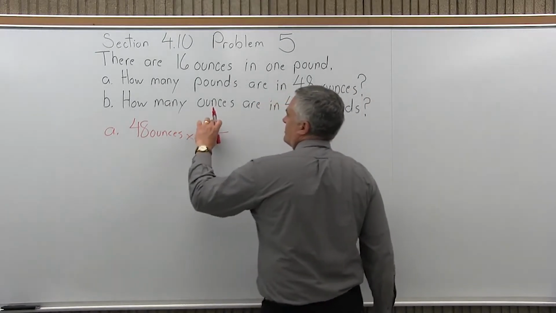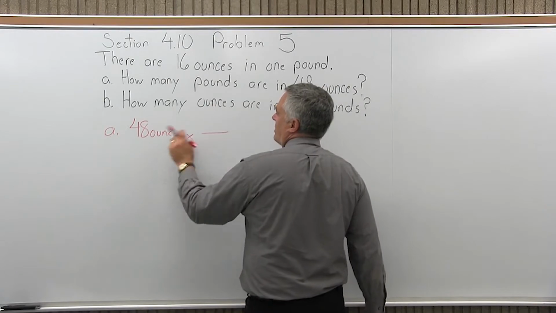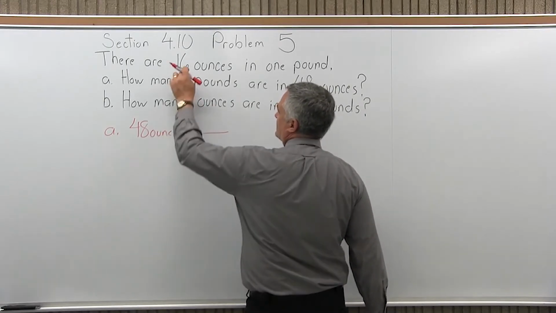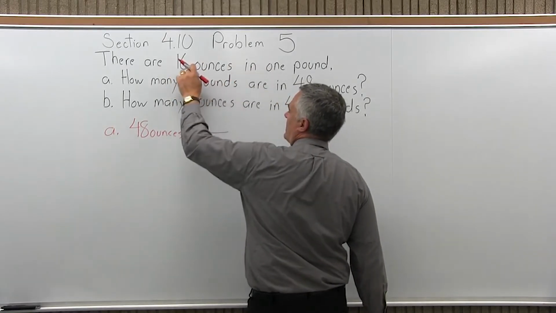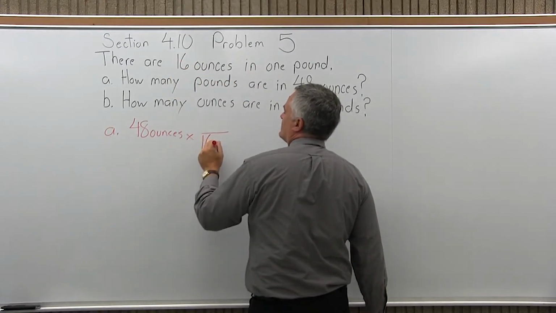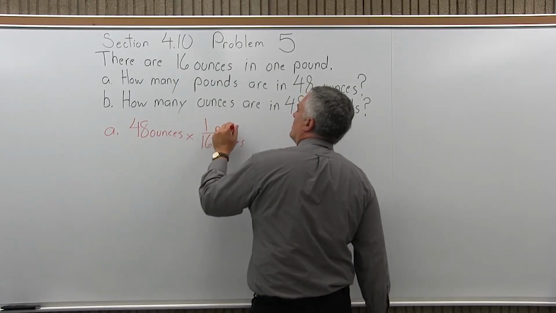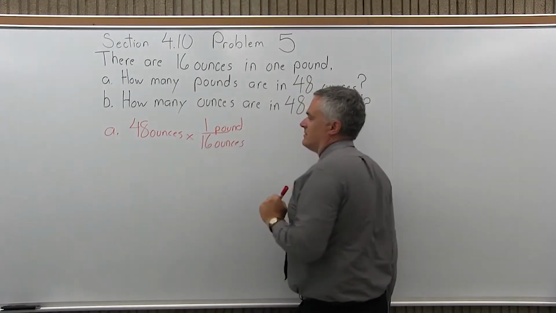Now, what goes in the numerator and denominator of my fancy 1 is important. I want to put the units of measure in the denominator that I want to cancel. So 16 ounces is equivalent to 1 pound. So the 16 ounces will go in the denominator. 1 pound will go in the numerator.